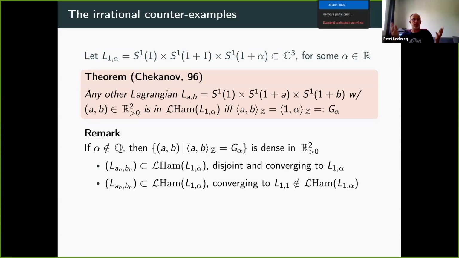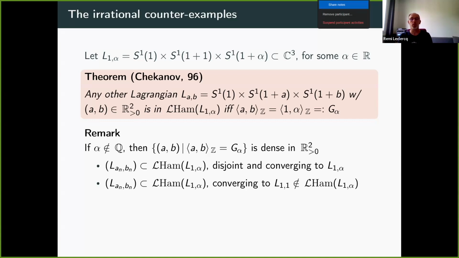You can take another sequence A_n, B_n which converges to 0, 0, for example. And now you get split tori, which are all in the Hamiltonian orbit of the initial guy, and they converge to the Clifford torus S1, S1, S1, which cannot be in the Hamiltonian orbit because it's monotone, and the other one is not even rational. So here you prove the second point. So this proves the theorem in C3.